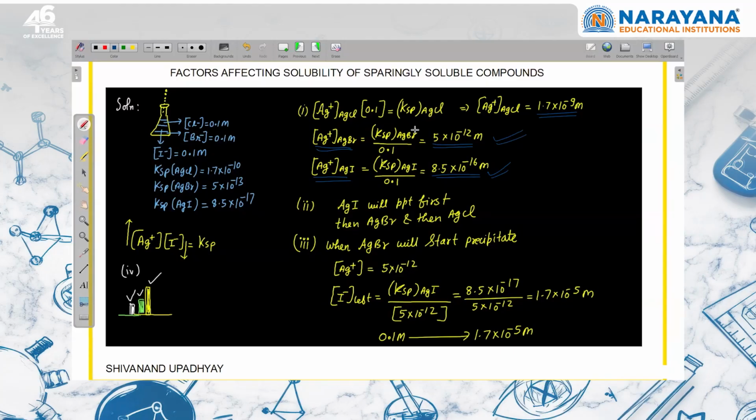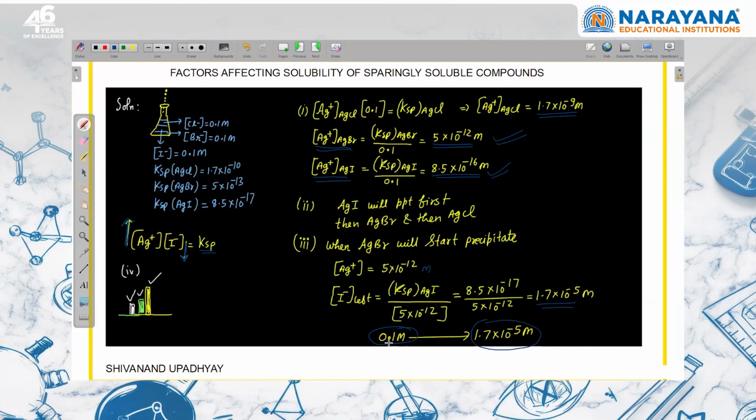When AgBr starts precipitating in the system, the Ag plus ion concentration is this. So again, we can write the concentration of Ag plus in the system. And what is the I minus left? Because you can see here that Ksp is not going to change. If you increase the Ag plus ion concentration in the system, the concentration of I minus ion should decrease. As we are increasing this, this is decreasing. So when this is equal to 5 into 10 to the power minus 12, the concentration of I minus left in the system is Ksp divided by the concentration of Ag plus at that time, which is 1.7 into 10 to the power minus 5. Initially it was 0.1 molar. Now it has decreased to 1.7 into 10 to the power minus 5.